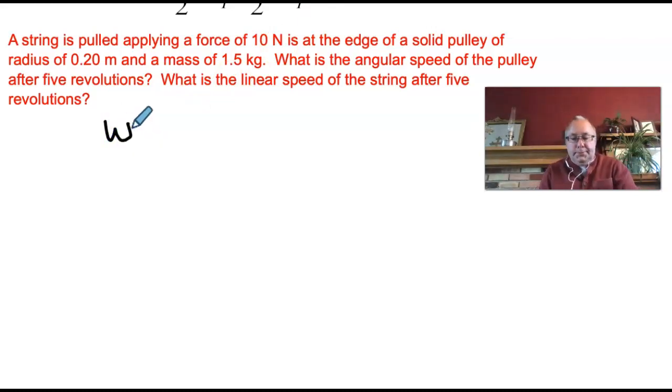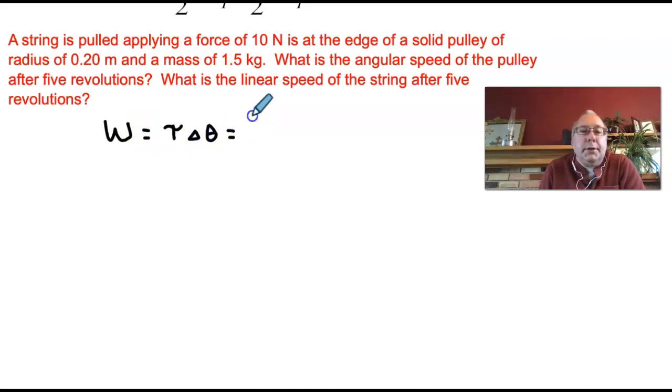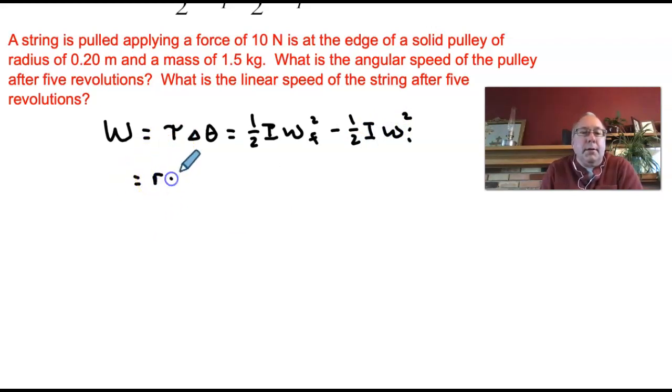So we can say the work is going to be our torque times our delta theta, and that should equal the change in kinetic energy. So we'd have 1/2 I omega_f squared minus 1/2 I omega_i squared. So that's just the work-change in kinetic energy theorem. We know our torque is going to be R F, and then we've got our delta theta.